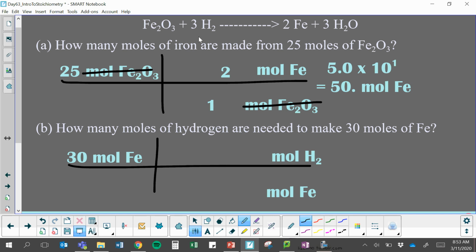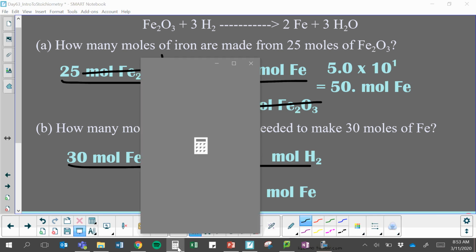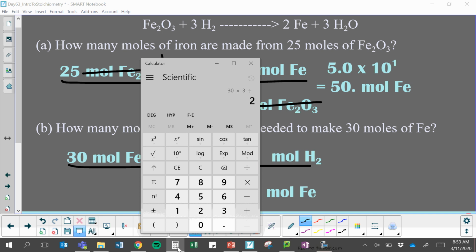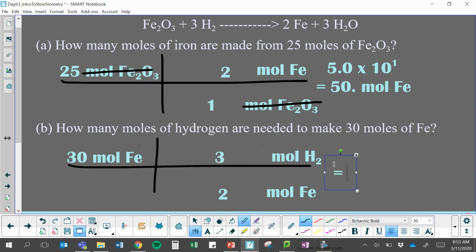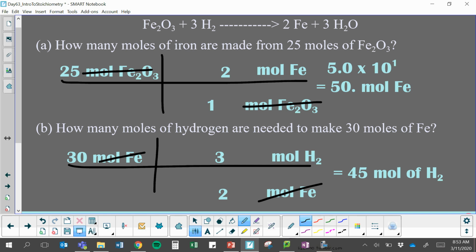So we look up here at our coefficients. We have 3 moles of hydrogen. We have 2 moles to make 2 moles of iron. So we're going to do 30 times 3 divided by 2 is 45. And this is moles of hydrogen because our moles of iron both canceled.